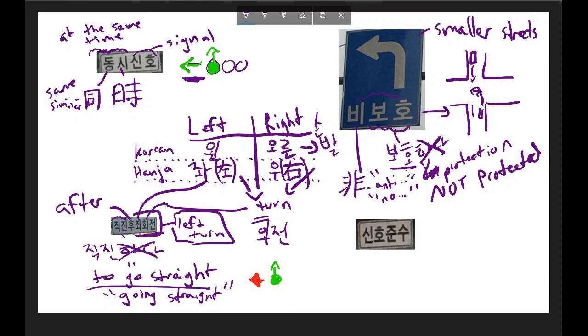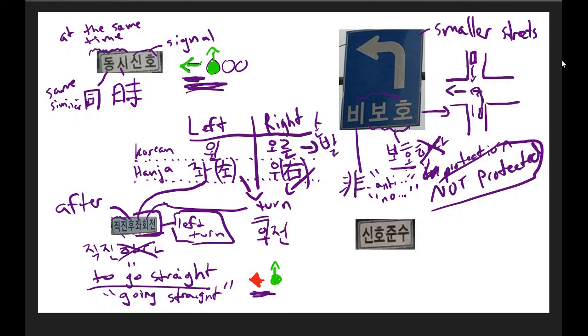Instead, it's up to you to look to see when there are no cars coming. And if there are no cars coming, then you have the chance to actually go. And that's why it says you're not protected. You're not protected by these lights that give you the right to turn left. You only have the right to turn left if you don't see a car coming.